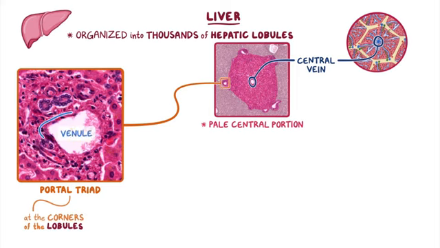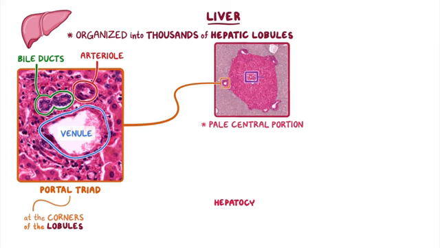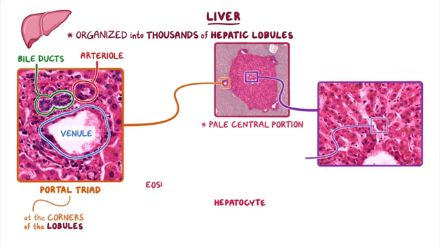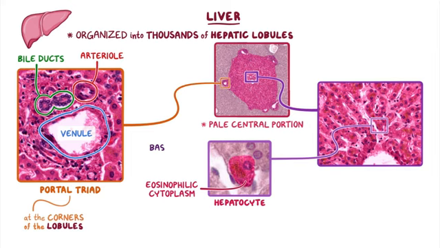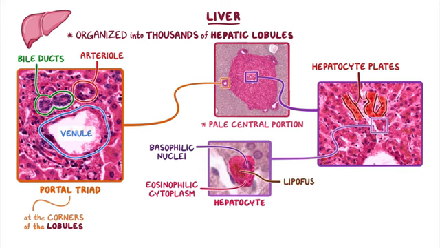The venule can be identified by its large lumen and thin wall. The arteriole will have a thicker wall, but a much smaller diameter. And the bile duct can be identified by its simple cuboidal epithelium. The hepatocytes are large polygonal cells with very eosinophilic cytoplasm and basophilic nuclei. The hepatocytes are organized into branching hepatocyte plates of cells that radiate out from the central vein. And lipofuscin is a sign of wear and tear seen within hepatocytes as fine brown granules.